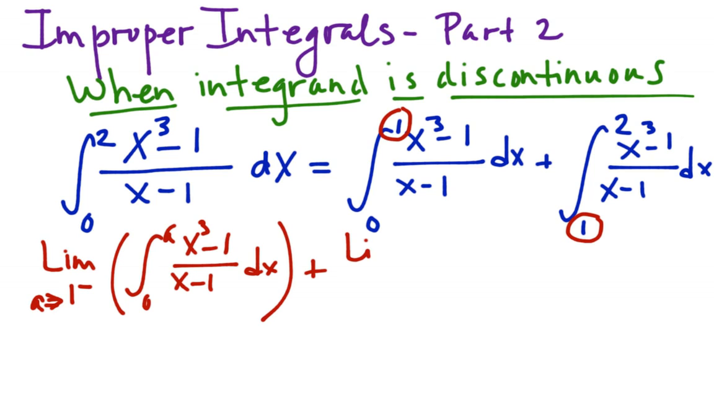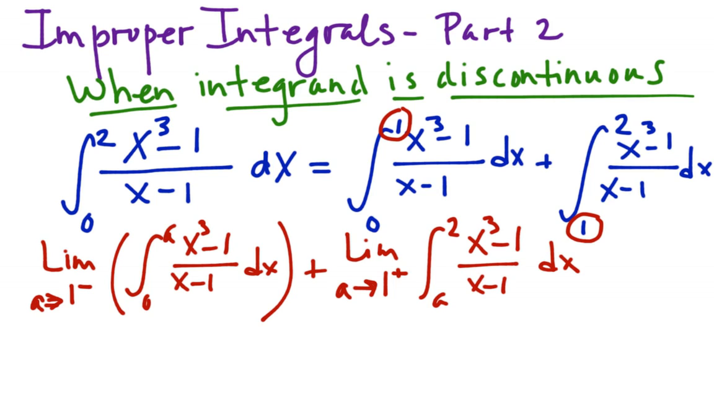plus the limit as a approaches 1 from the right of the integral from a to 2 of x cubed minus 1 all over x minus 1 dx.